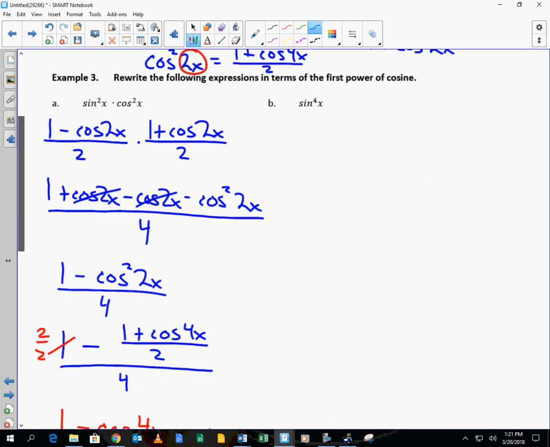Sine of x to the 4th. Oh boy, oh boy, oh boy, oh boy. What do I do? Take the log of both sides. Okay. 4th root both sides. 4th root both sides, and you have sine of x, and you are done. Good job.